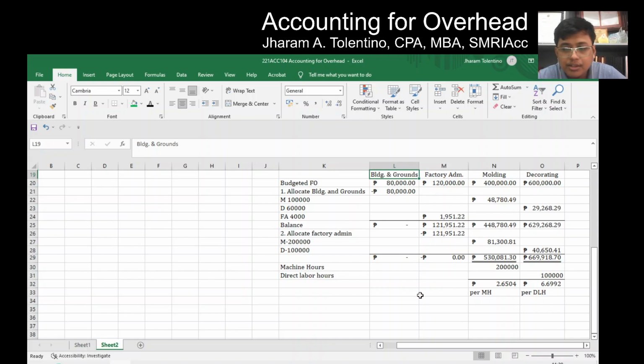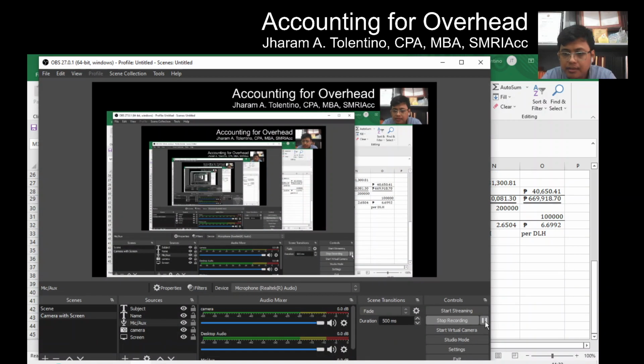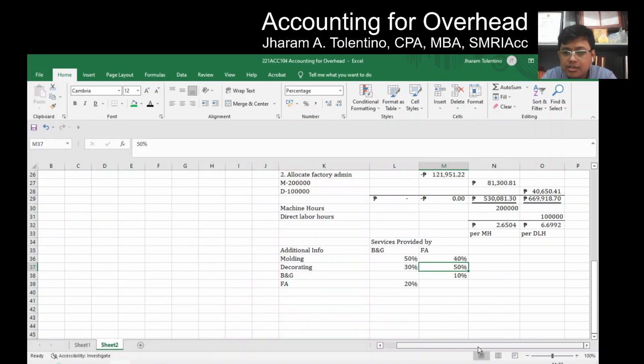So, gagawin natin doon, create na lang tayo ng algebraic equation. Okay. So, try natin. Okay. Yeah. So, this is the additional information para makapag-prepare tayo ng algebraic method.